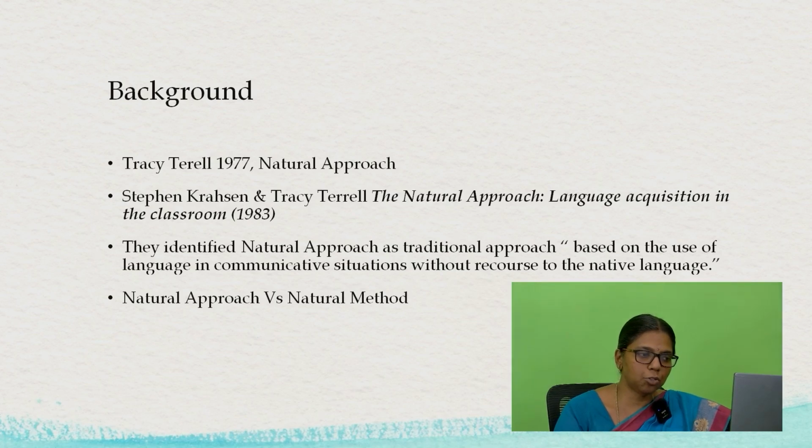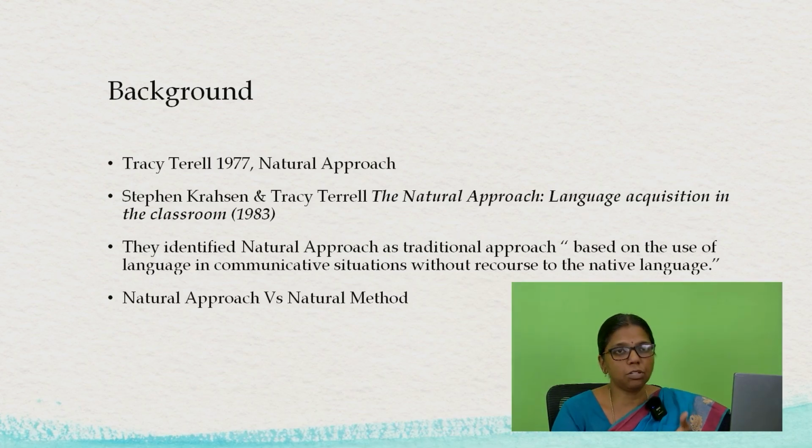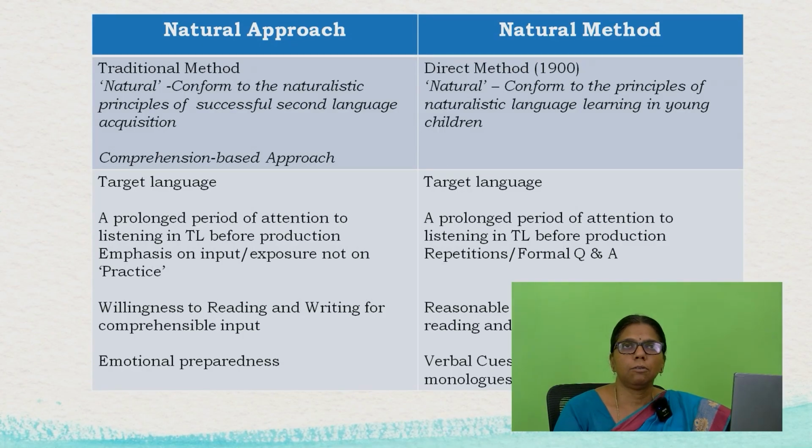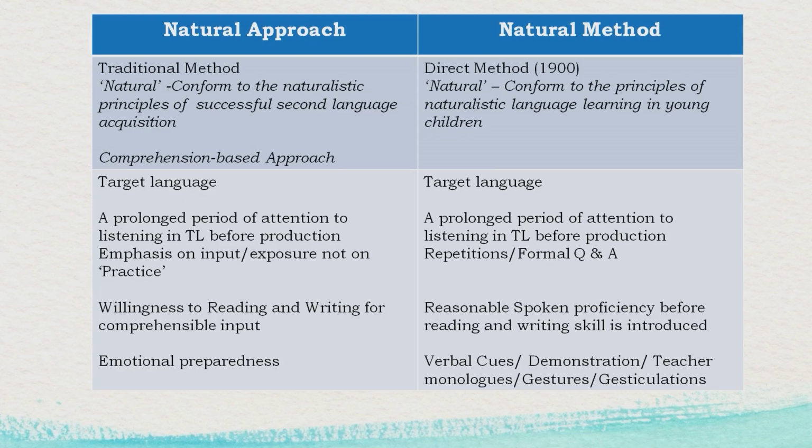When we talk about the natural approach, people generally tend to confuse it with the natural method. What exactly is the natural method, and what is the difference, is what we are going to look at in the next slide. The natural method is very closely connected to the direct method which was followed in the 1900s. They called it the natural method because it closely resembles the first language acquisition of a child, and that's why the direct method was considered a natural method. The natural approach also closely observes naturalistic principles of acquisition, but of the second language, not the first. Both methods talk about communicating directly using the target language, but there is a difference.